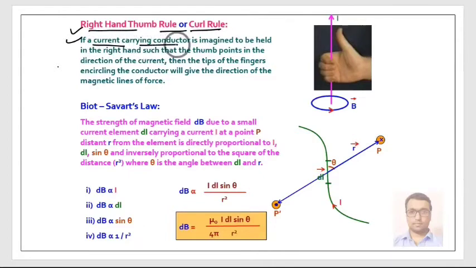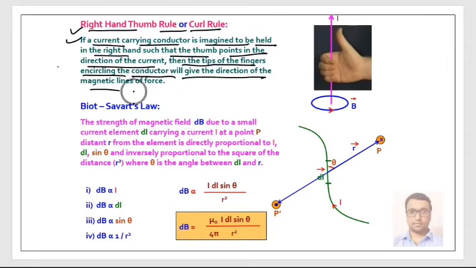If a current carrying conductor is imagined to be held in the right hand such that the thumb points in the direction of current, then the tips of the fingers encircling the conductor will give the direction of the magnetic field, the magnetic lines of force.